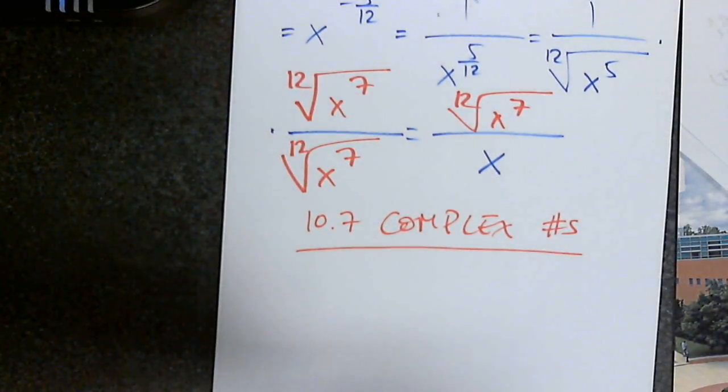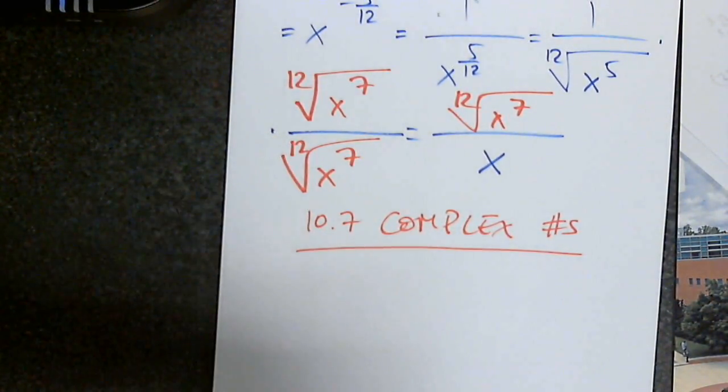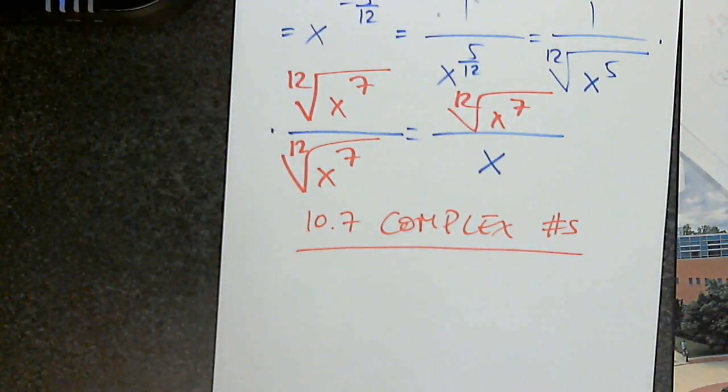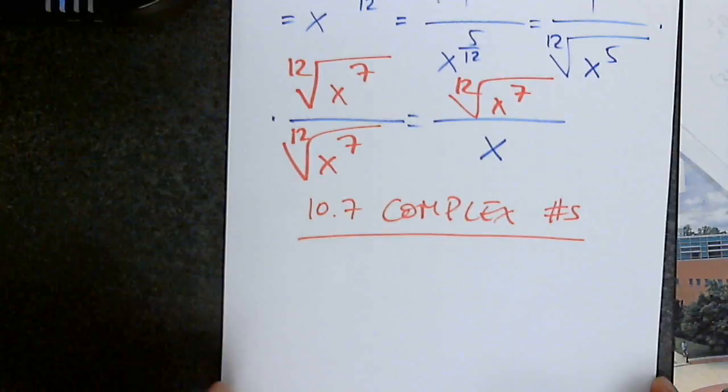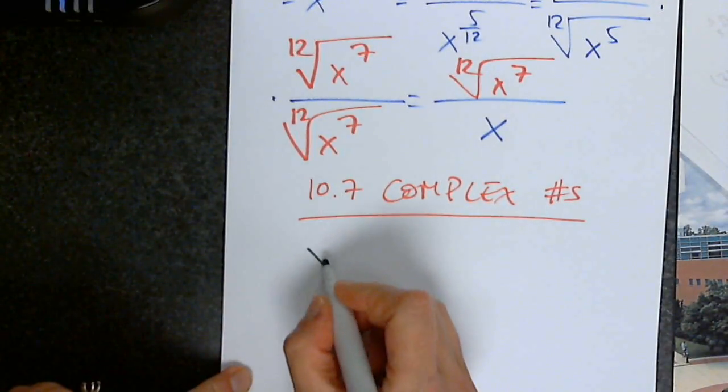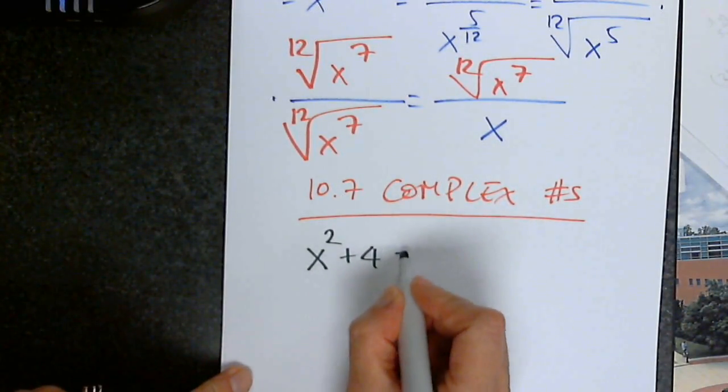So the question I have for you here is, don't we have enough numbers? From negative infinity to positive infinity, don't we have enough numbers? No. Here's what the problem is. What if I want to solve this equation?